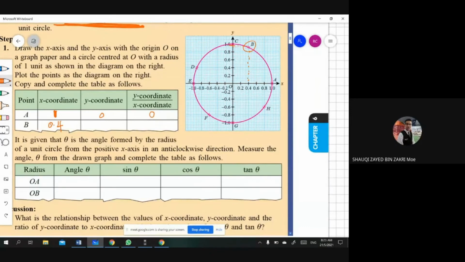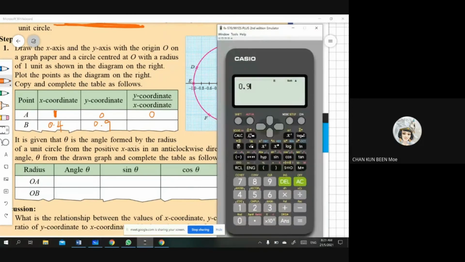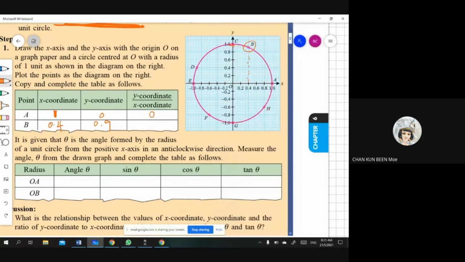How much is it? 0.9. Yes, 0.9. Okay. What about y over x? Y coordinate over x coordinate, meaning 0.9 divided by 0.4. Okay, let's check. 0.9 divided by 0.4, we will get 9 over 40 or 0.225. Okay, it is 0.225. Okay, now we continue down here.